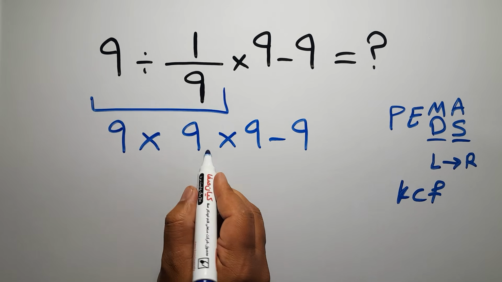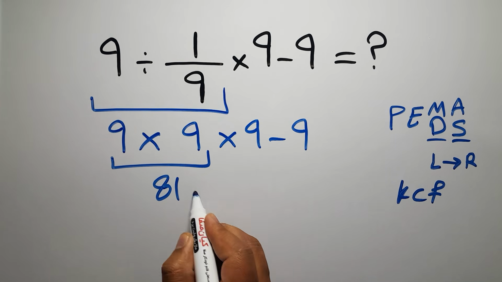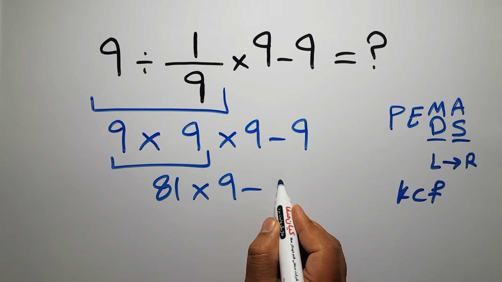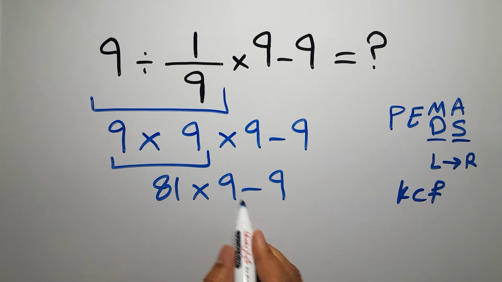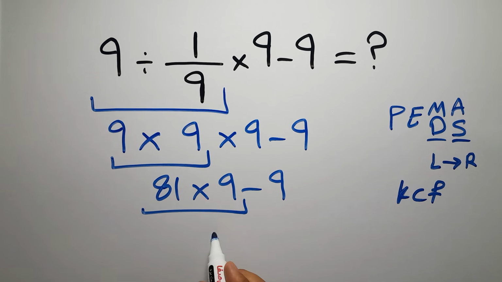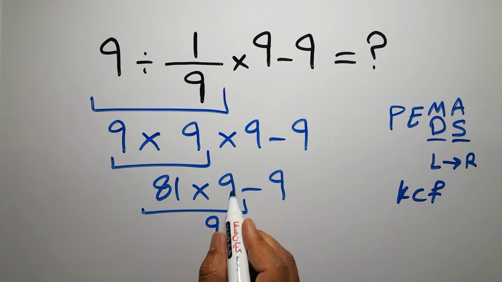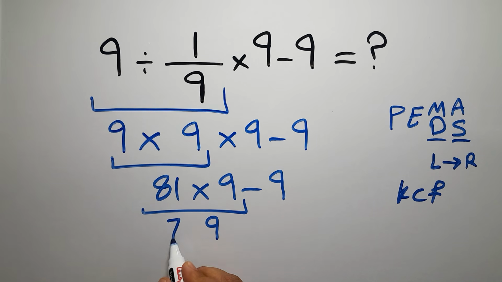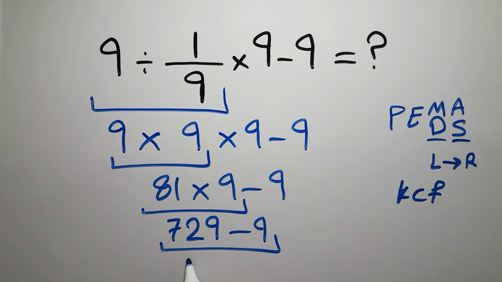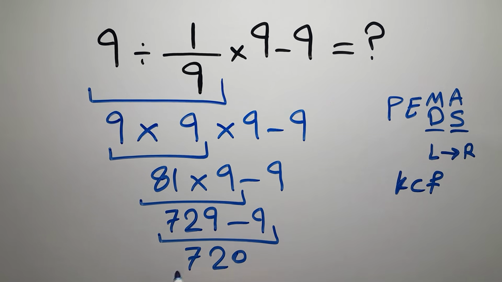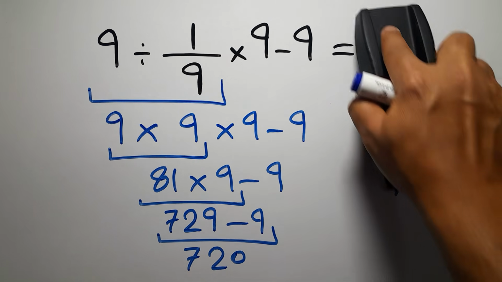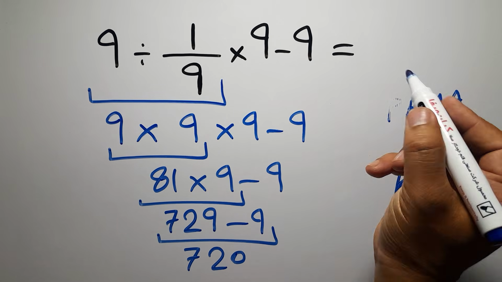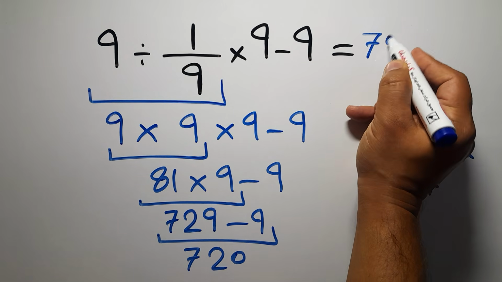Now, 9 times 9 gives us 81, and 81 times 9 minus 9. 81 times 9: 9 times 1 gives us 9, and 9 times 8 equals 72. So 729 minus 9, which equals 720. And this is our final answer to this problem. The correct answer is 720.